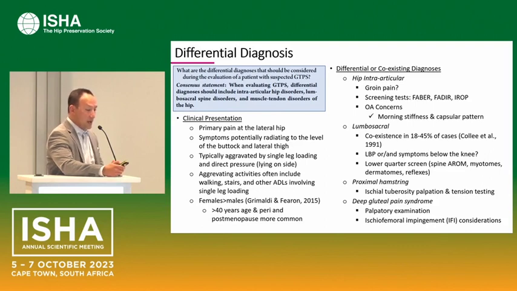Lumbosacral concerns. Early in the 90s, colleagues noted that there's a coexistence in the neighborhood of 18 to 45% of low back pain with individuals who also had lateral hip pain. So again, we may pull out salient components of our lower quarter screen looking at the spine along with the lateral hip. Proximal hamstring, probably not so much a differential, but definitely could be coexisting, and we mentioned that earlier today during the posterior hip talk.